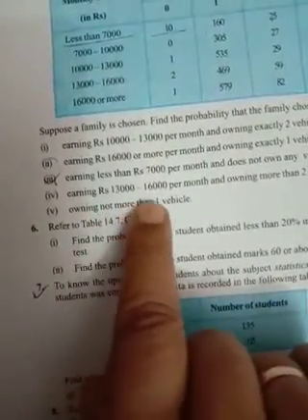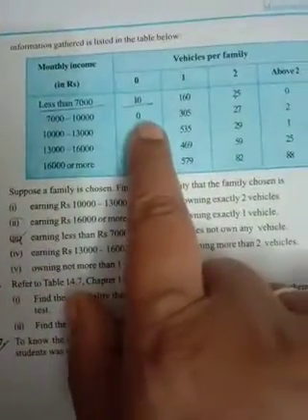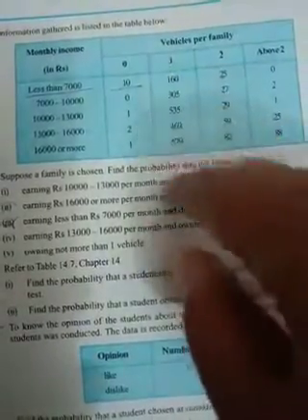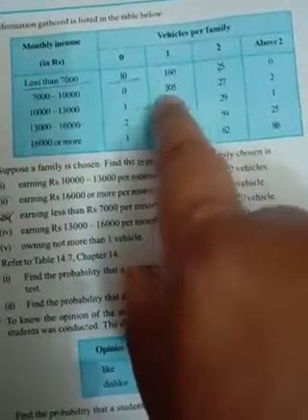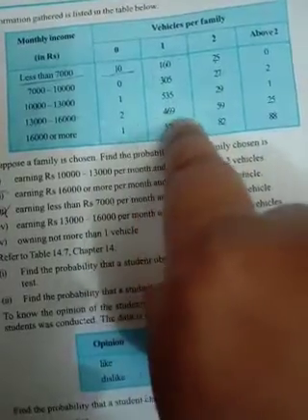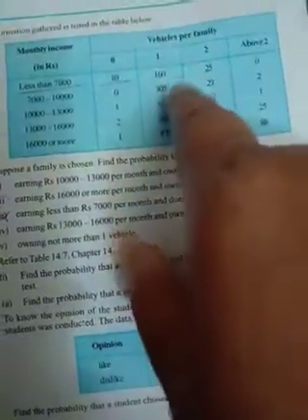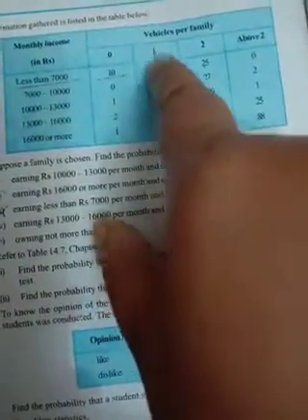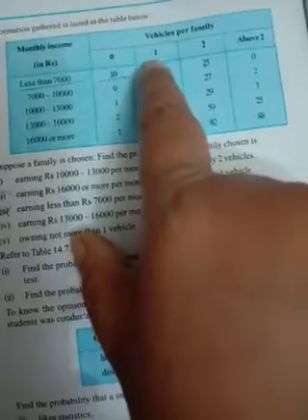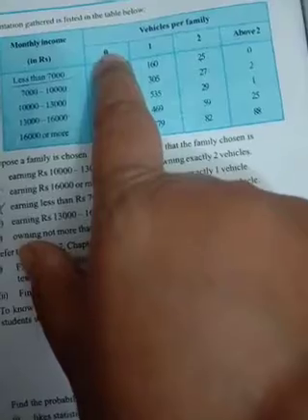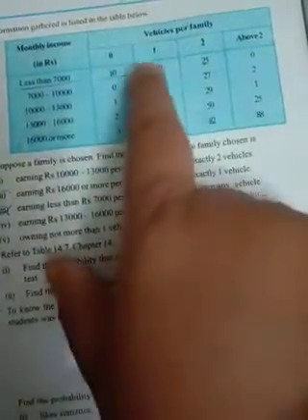owning not more than one vehicle. So what you will do, owning not more than one vehicle, that means you have to add up the number of families owning one vehicle: 160, 305, 535, 469 and 579. You have to add all the numbers of families given below this 1 and also the numbers given below 0. Okay students, so you have to add these numbers. So let's see.